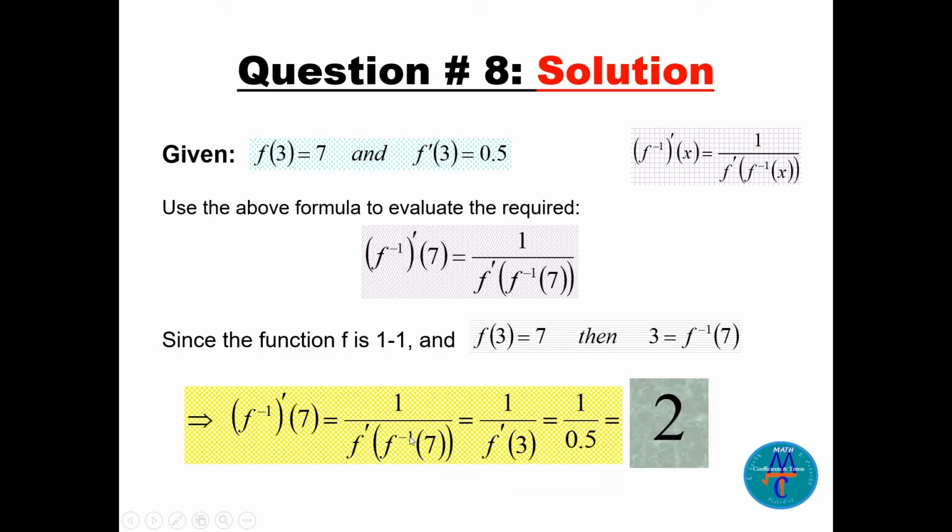So directly, I can write f inverse of 7 as 3. And f prime of 3 is given also as 0.5, which is half. 1 over half, then the answer is 2. Really easy question.